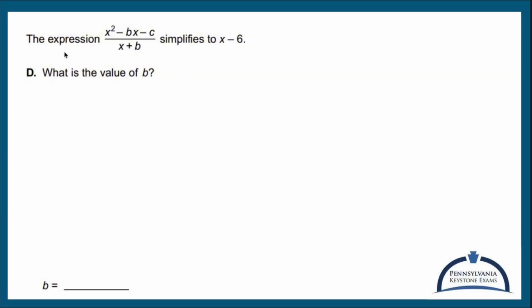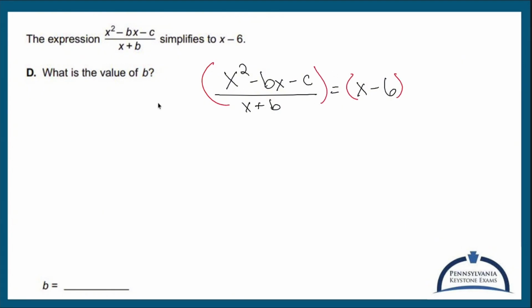Now, this is where things get a little wacky. It says that the expression x squared minus bx minus c all over x plus b simplifies to x minus 6. What that means is x squared minus bx minus c over x plus b equals x minus 6. Now, this is a really crazy problem, and this is how I'm going to handle it. I'm going to multiply both sides by x plus b.